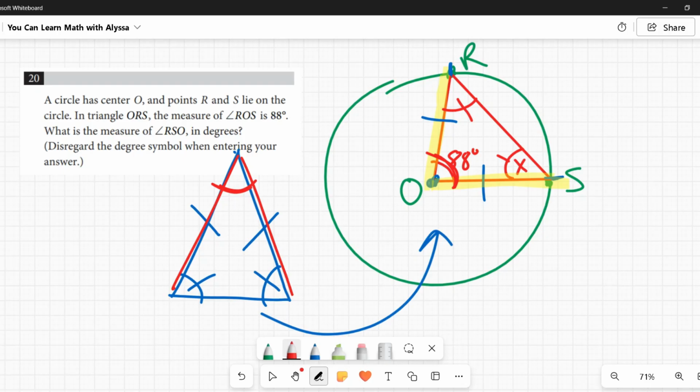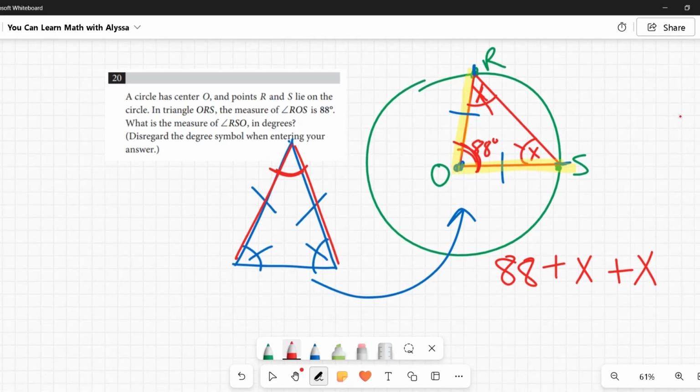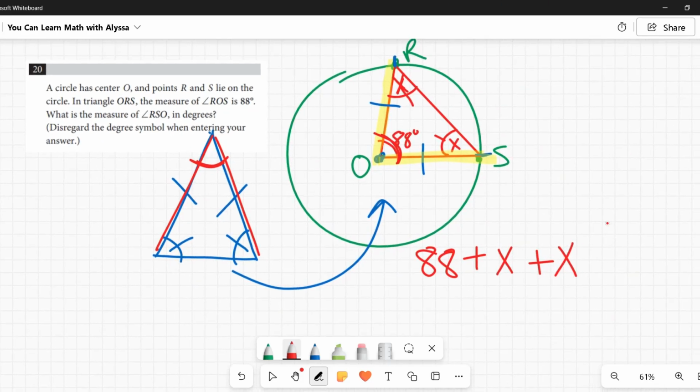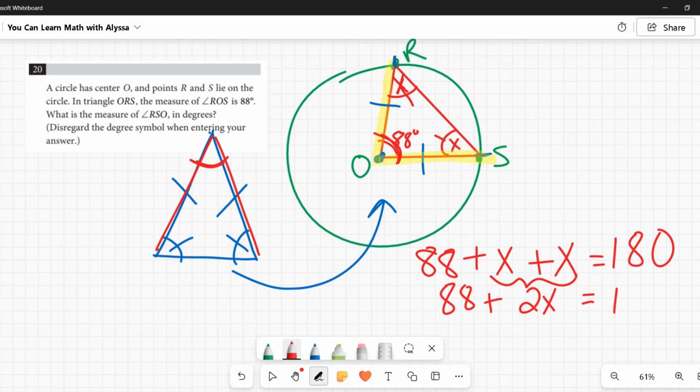Well, now we use our other knowledge of a triangle, that those three angles must add up to 180 degrees. So here I have 88 degrees is one of them. Then I have that other angle, which I called x. And then our third angle, it's congruent to that other base angle. So I'm going to call it x also. So 88 plus x plus x is going to equal the total number of degrees in a triangle, which is 180. So I combine these like terms to be 2x. So 88 plus 2x is equal to 180.